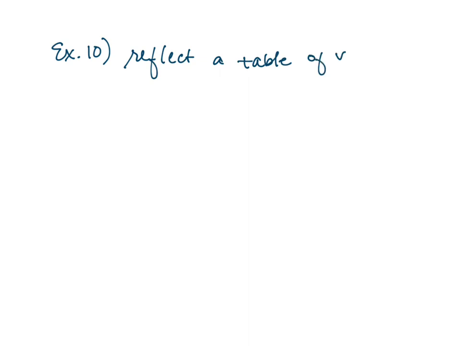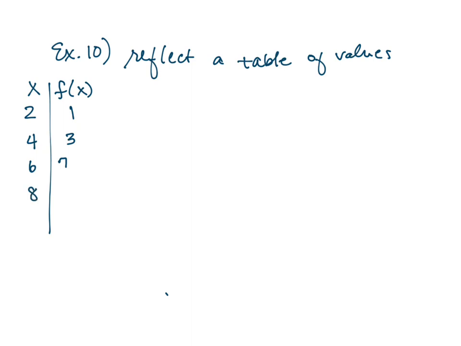Okay. All right, next we're going to reflect a table of values. I've got to give you the table, though, so be patient with me. This is example 10. Reflect a table of values. Okay, so we have x and f of x. So our input and output, we've got 2, 1, 4, 3, 6, 7, and 8, 11.